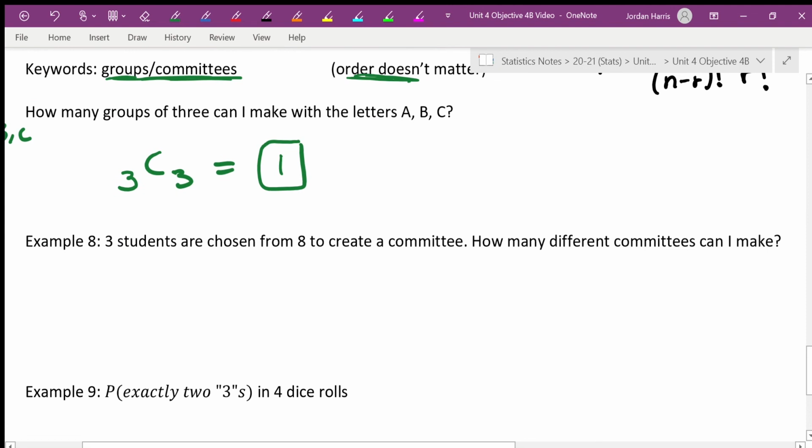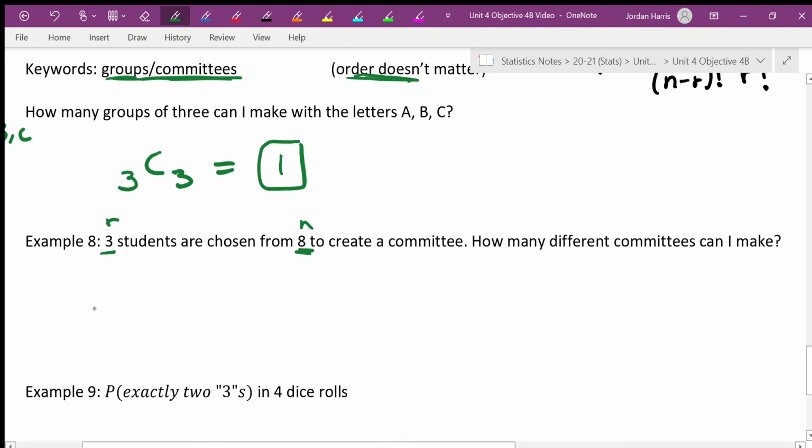say, what if I had 3 students chosen from 8 to create a committee? How many different committees can I make? So I only have 3 spots, that's r, and 8 students to choose from, that's n. So how many different groups can I make? Remember, the order doesn't matter, so it's going to be a smaller number usually. If order matters, you're going to have a larger number. Order not mattering, you have a smaller number.